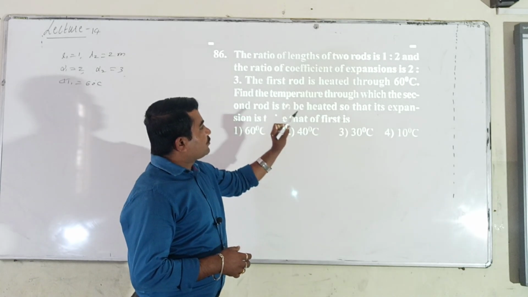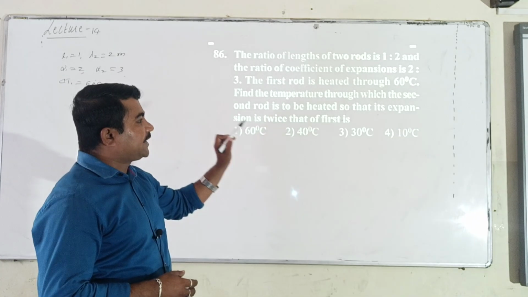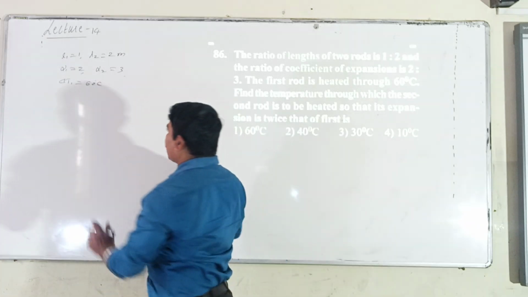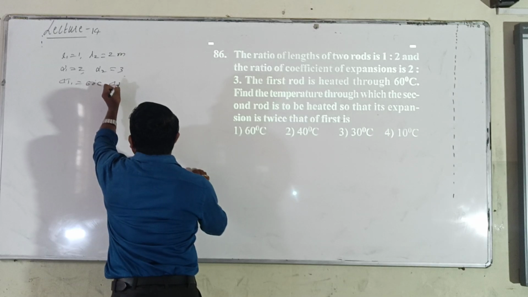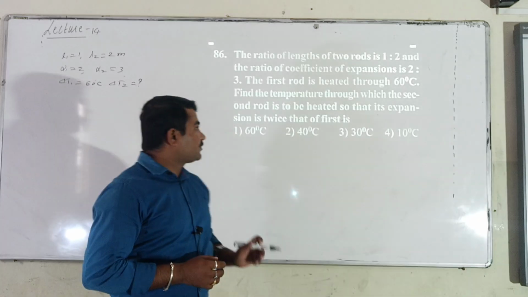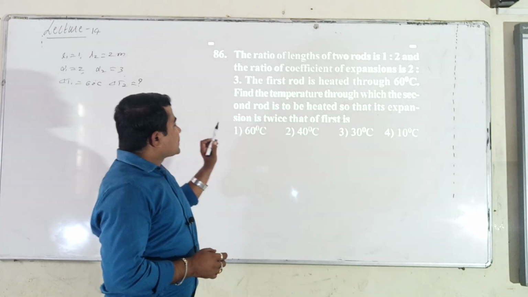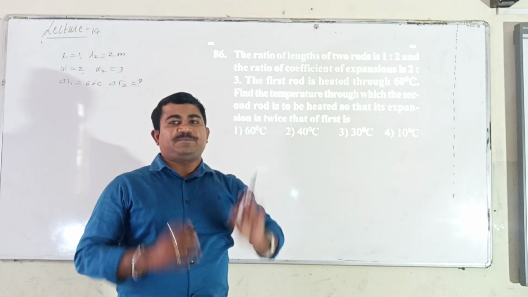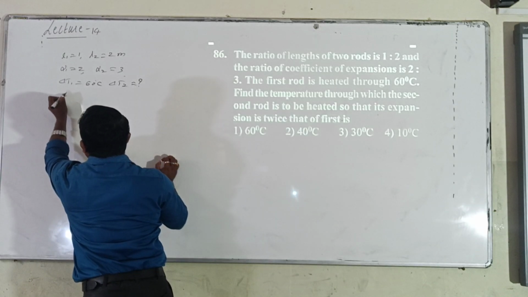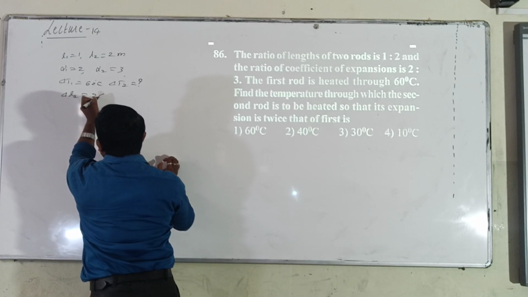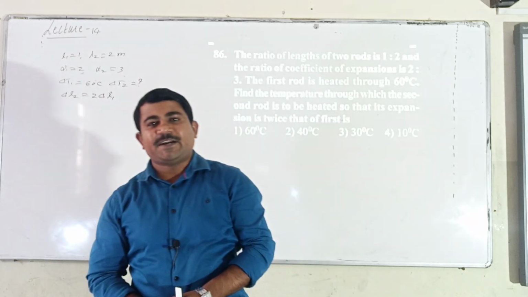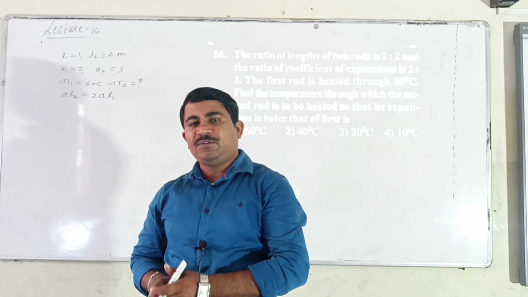Find the temperature through which the second rod is to be heated, so that the expansion of the second rod is twice that of the first. If it is heated to this temperature, then what is the expansion of the second? Expansion of second is equal to 2 into expansion of first. Right? Shall I go for the solution?